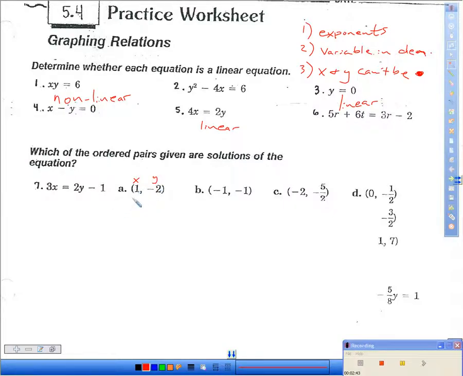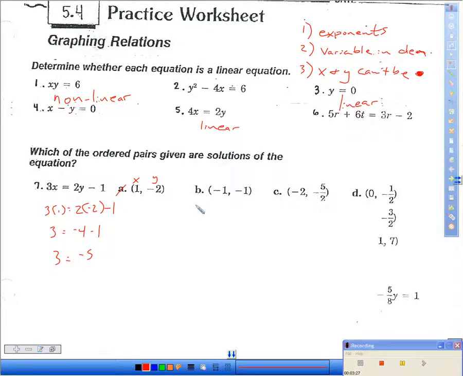So we have the ordered pair 1, negative 2. So if we take out the x and put in the value of x, which is 1, we get 3 times 1 equals 2 times y. Well, we're saying that y is negative 2, minus 1. Well, we're looking for the left side to equal the right side. If they do, then we know that the ordered pair is a solution to the equation. So 3 times 1 is 3. On the right hand side, 2 times negative 2 is negative 4. Negative 4 minus 1, when we simplify that, we get negative 5. Well, is 3 equal to negative 5? It's not. So A is not a solution.